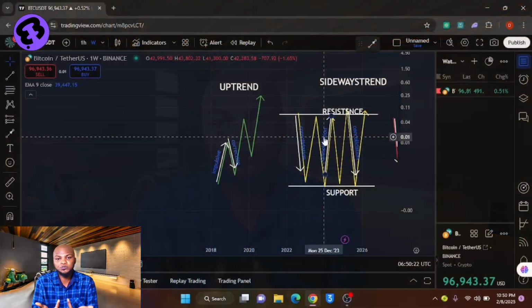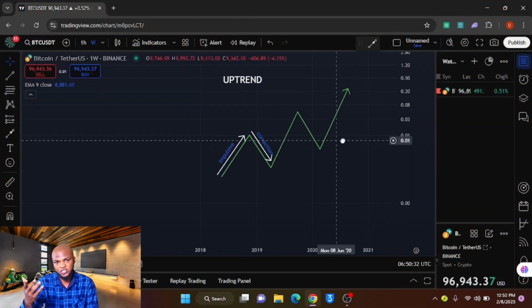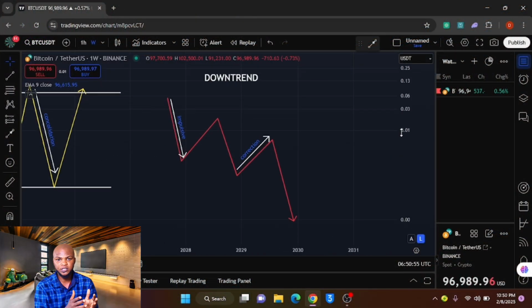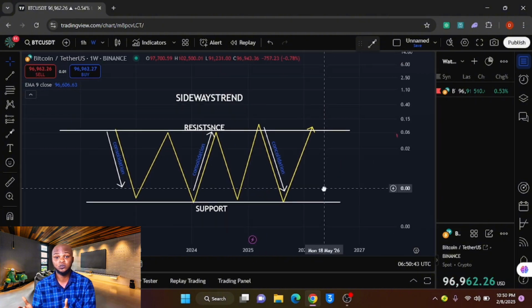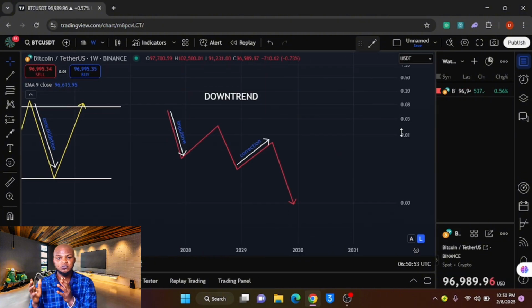Now let's talk about trends, the heartbeat of the market. There are three main types: upward, downward, and sideways. An uptrend means buyers are in charge, pushing the prices higher. A downtrend means the sellers are taking over, and sideways shows the market is a bit indecisive.